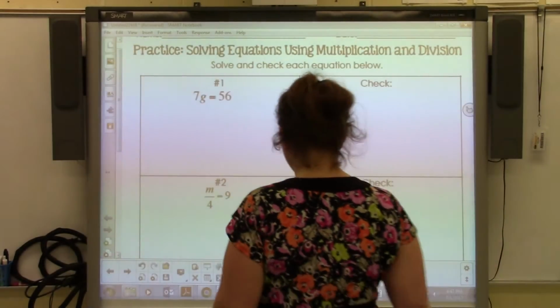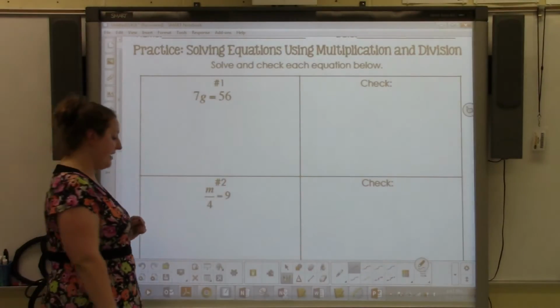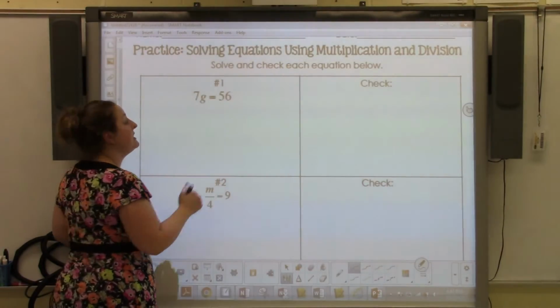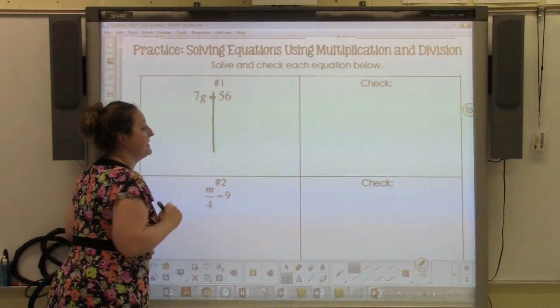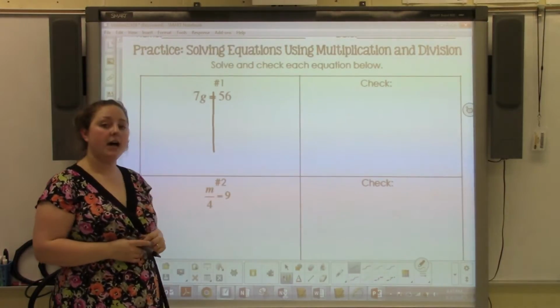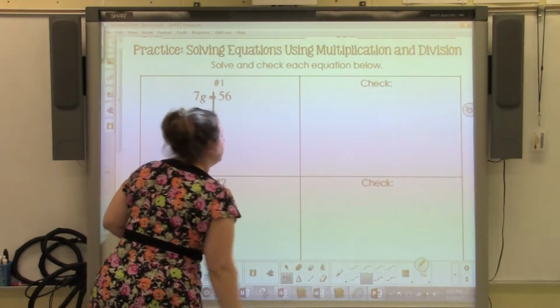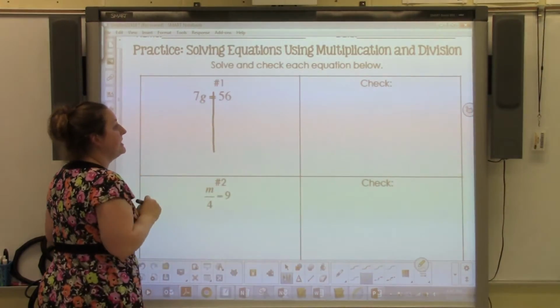Alright guys, so you should be done with the practice problems by now. Let's go over them. Take a look at that first one. We have 7 times g is equal to 56. Let's separate that into two parts. So 7 times g, to undo that multiplication, we're going to do some division. We're going to divide both sides by 7.